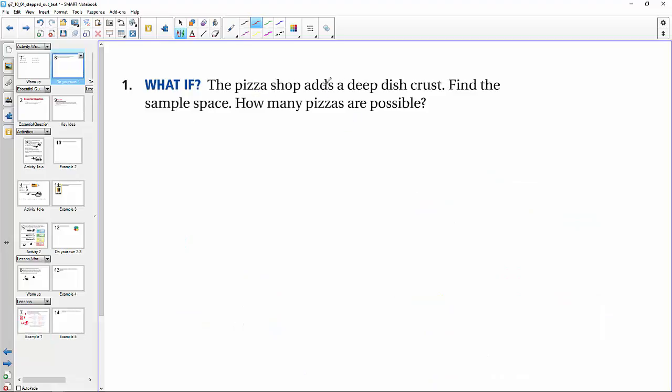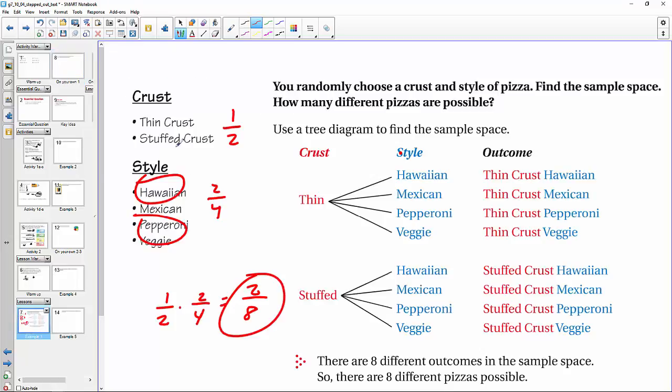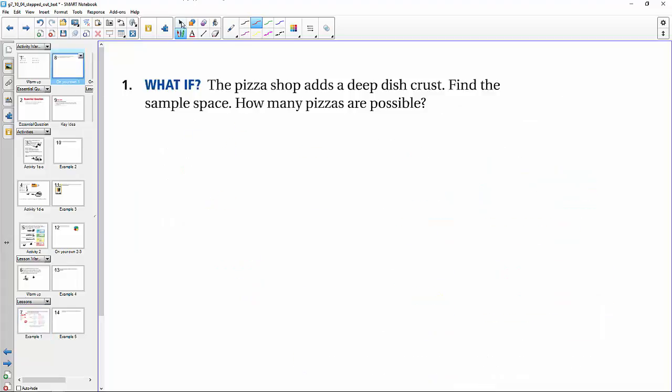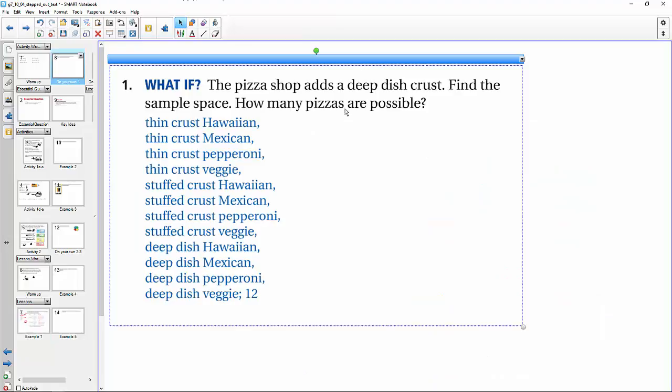So it says, what if the pizza shop adds a deep dish crust? Find the sample space. Well, instead of having 2 here, I'm now going to have 3 here. So I'll say deep dish. So now I have times 3, and this is times 4. Well, now I have 12 different options. So just by adding one more thing, it increases my sample space quite a bit. So look, 1, 2, 3, 4, 5, 6, 7, 8, 9, 10, 11, 12.